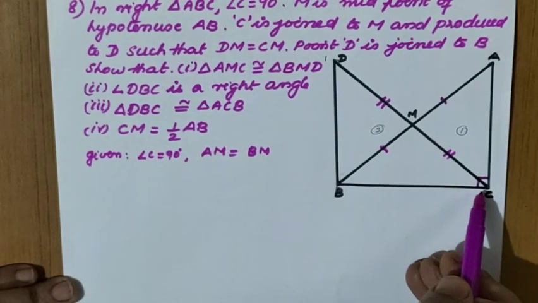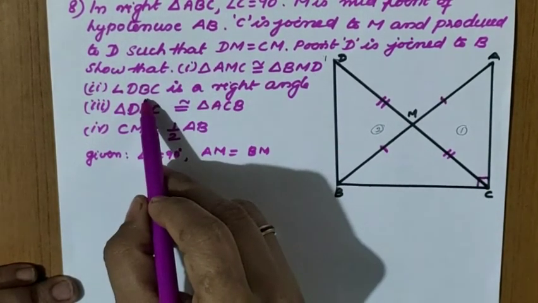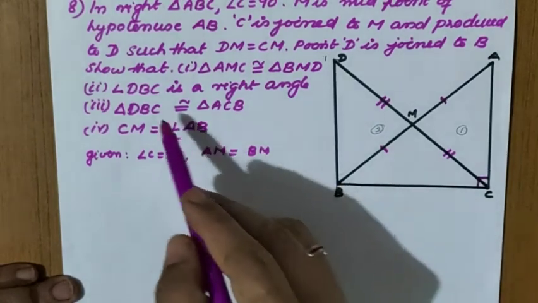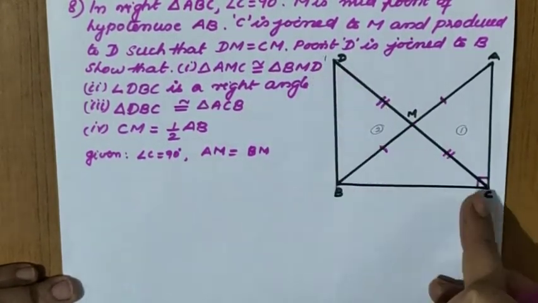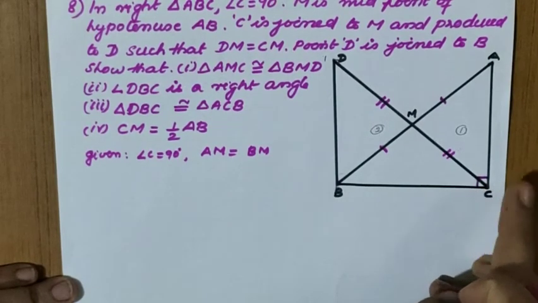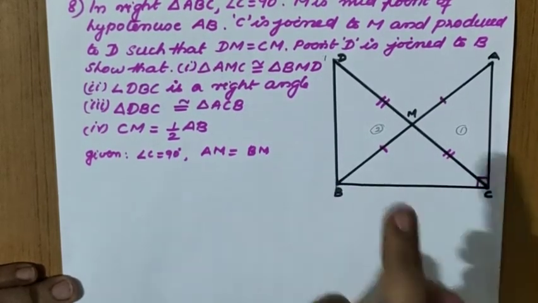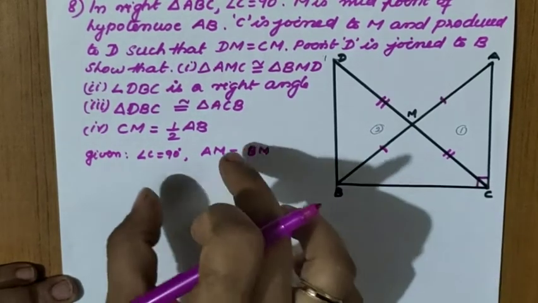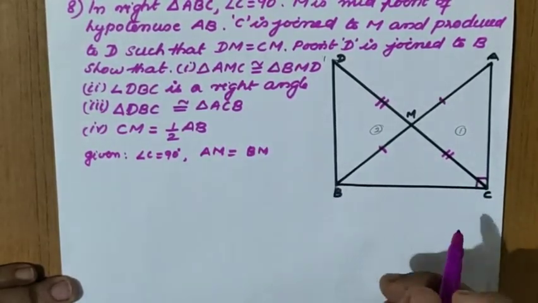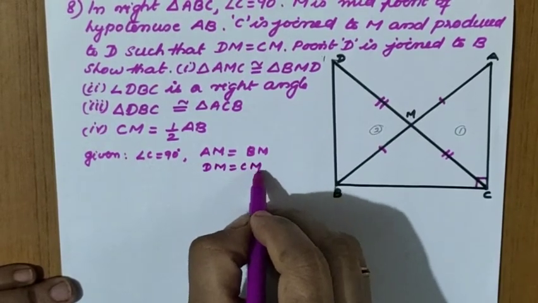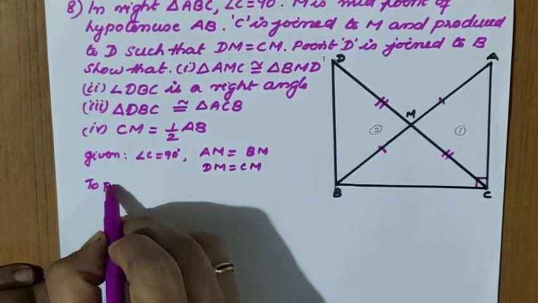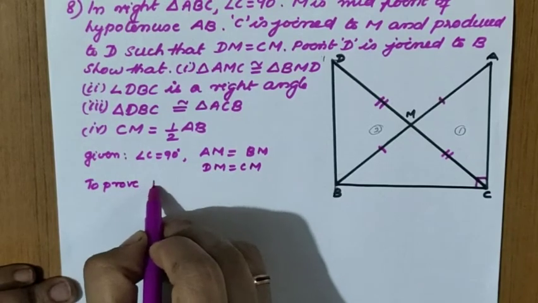And C is 90 degrees, given. Now we have to prove that B is also 90 degrees, and also triangle DBC is congruent to ACB. Again CM equals half AB. So given is this much: AM equals BM and also DM equals CM. To prove, what should I write? All the four criteria to be written.